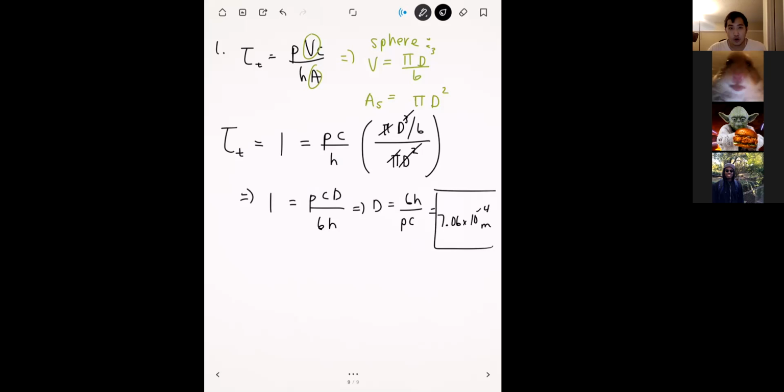So in other words, our thermocouple needs to have a pretty small diameter in order for it to react to changes in the temperature of its environment within 1 second. Any questions on any of this?